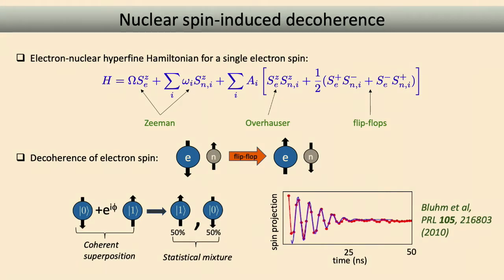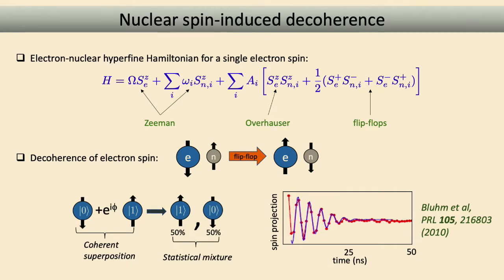So if we think about just a single electron spin interacting with a bunch of nuclear spins, the way you describe that system is in terms of this Hamiltonian. The details don't really matter for what I want to say. But essentially, the important feature here is that there is a process in which your electron spin will flip with a nuclear spin. So if the electron's initially down and the nuclear spin is initially up, this can evolve into a configuration where the electron is now up and the nuclear spin is down. So my bit of information is flipping as a consequence of this interaction with the environment.